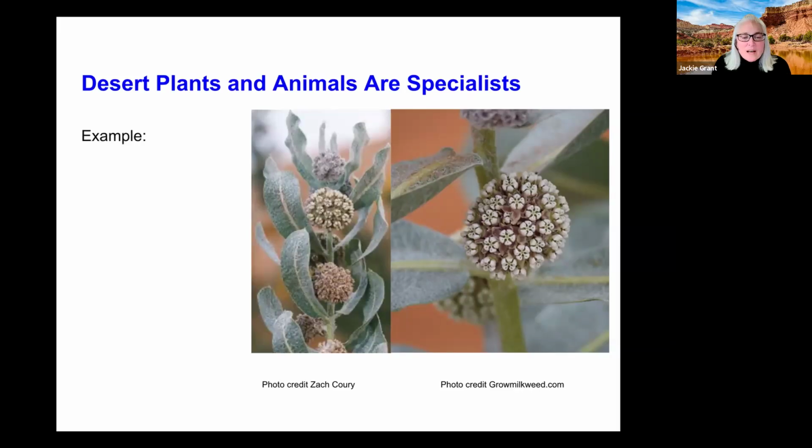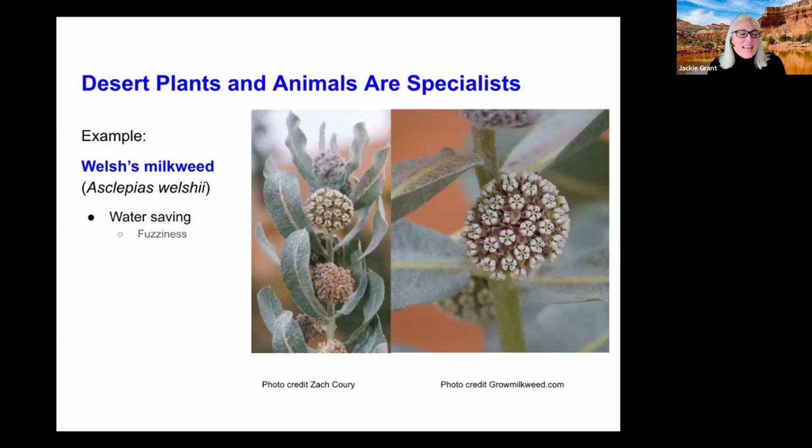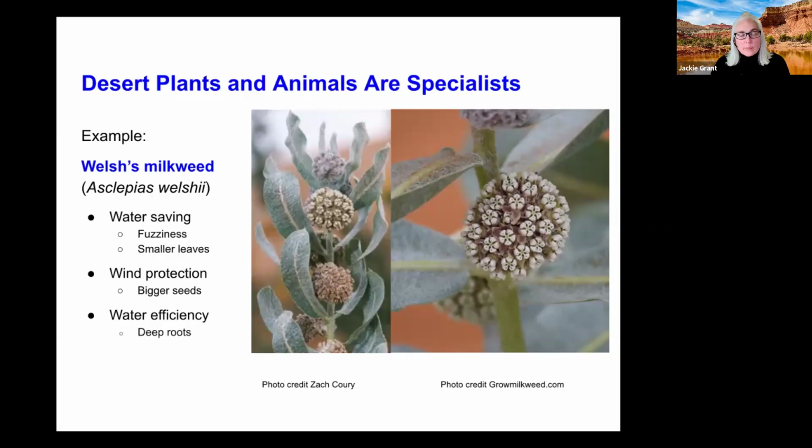Okay, some examples. Because these animals are specialists to the desert. So again, this is that Welsh's milkweed, Asclepias welshii, named after a botanist whose name was Stan Welsh. And this plant shows adaptations of having water-saving abilities. So for example, you might notice on these pictures, the leaves are very fuzzy, and the plant actually produces these fuzzy plant hairs. They're not real hairs like we have in humans, in mammals. They're just a plant hair. And those plant hairs create a little barrier around the leaf that helps the plant keep the wind from pulling all the water off the plant.